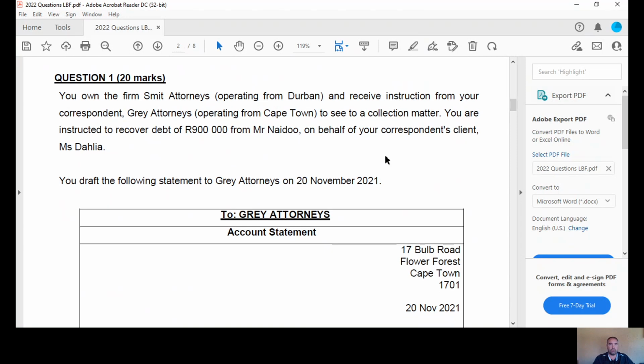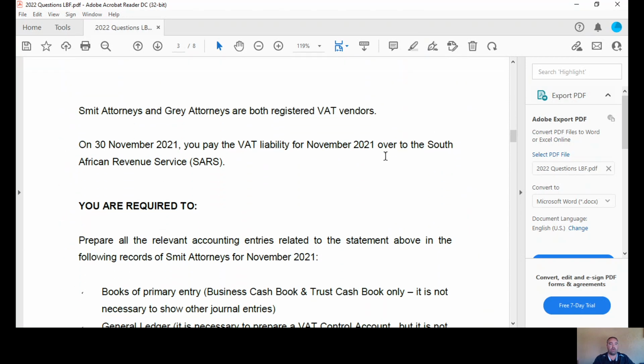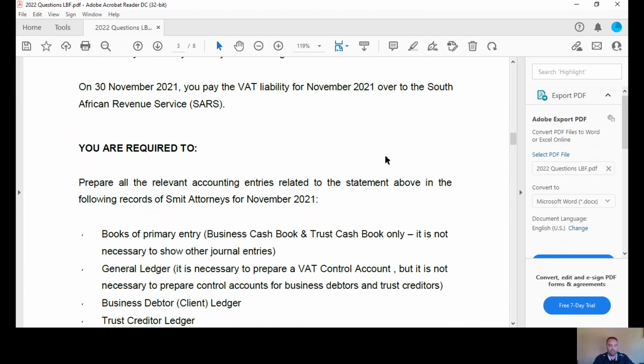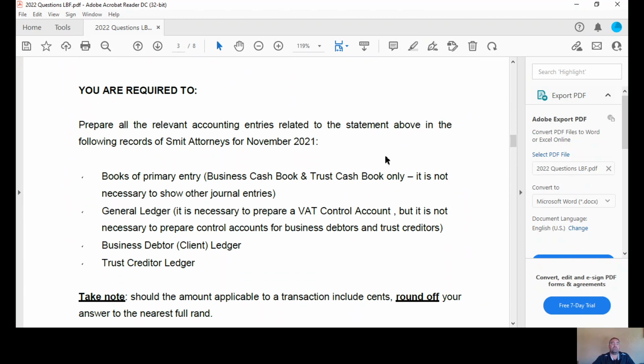Okay, so what I want to do is I'm first going to scan through to the required part. And let's first see what's required. They say prepare all the relevant accounting entries related to the statement above in the following records of Smith Attorneys for November 2021. And then it says what accounting records they need.